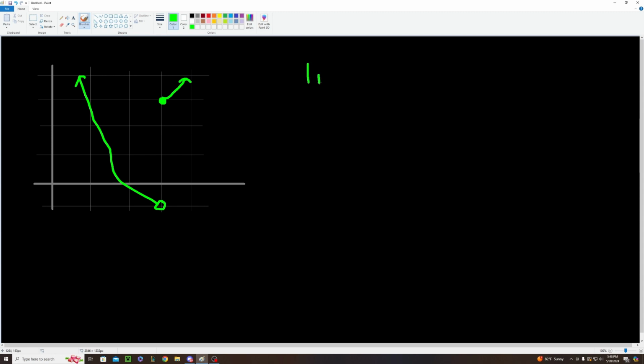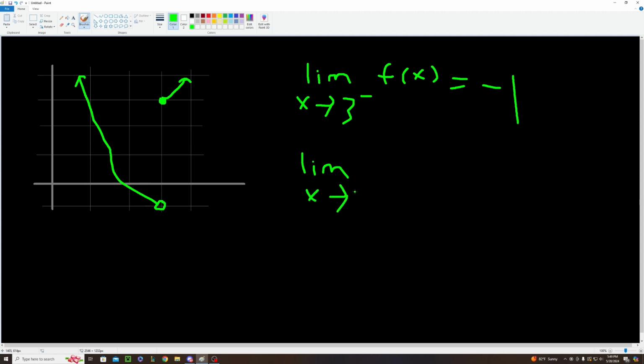So what we can do is specify which direction a limit is coming from. First, the limit as x approaches 3, we write that. But if we want to specify from the left, we add a minus on the top. So the limit as x approaches 3 from the left of f of x is going to be -1, because on the left side, that's where it's approaching. But if you want to specify from the right, then you do x approaches 3 with a plus of f of x. And on the right side, the value is +3.